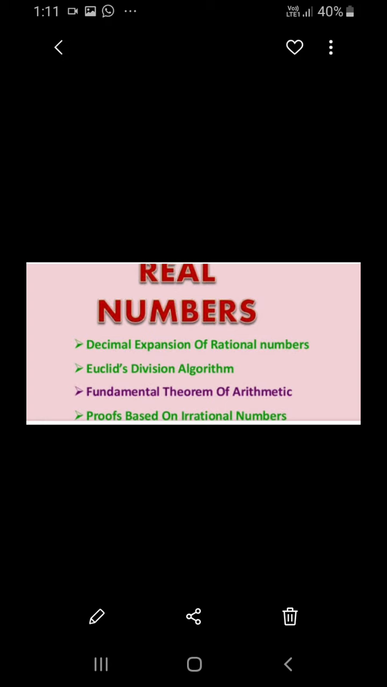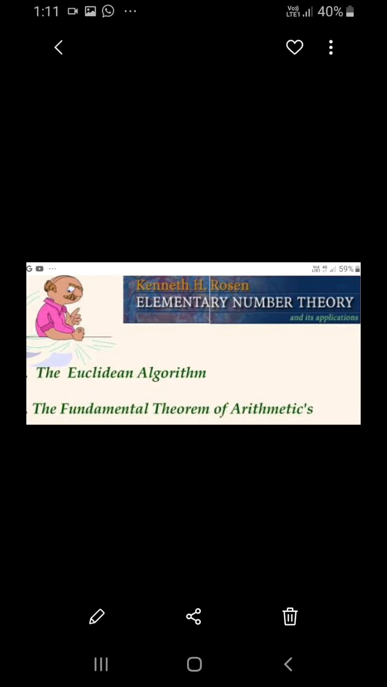Afternoon, dear children. Today I am going to discuss the first chapter, real numbers. In this chapter we have to study four concepts: decimal expansion of rational numbers, Euclid's division algorithm, fundamental theorem of arithmetic, and proofs based on irrational numbers. Among these, we've already studied the Euclidean algorithm. So, today I am going to discuss the fundamental theorem of arithmetic.